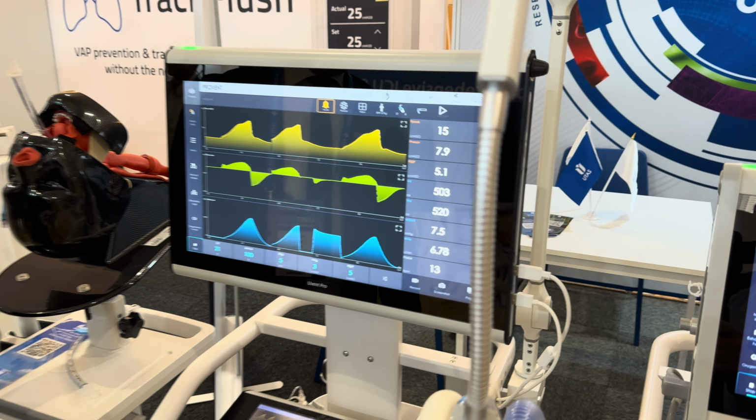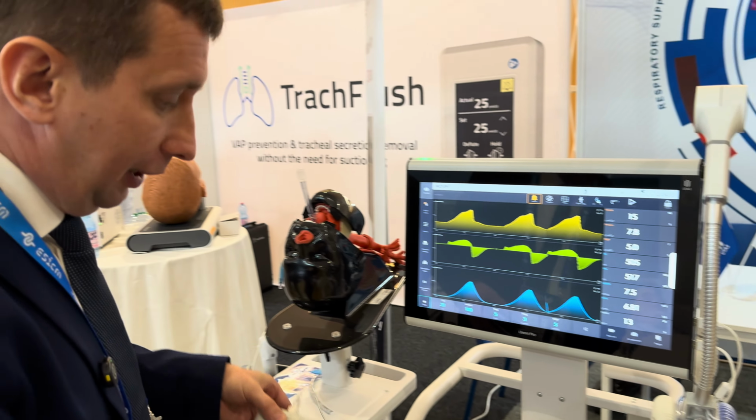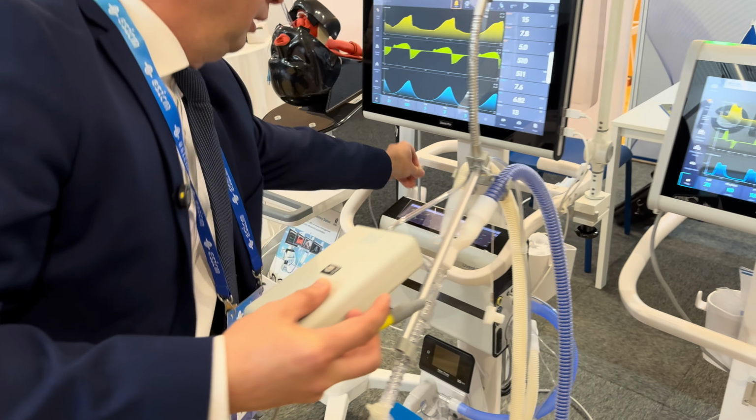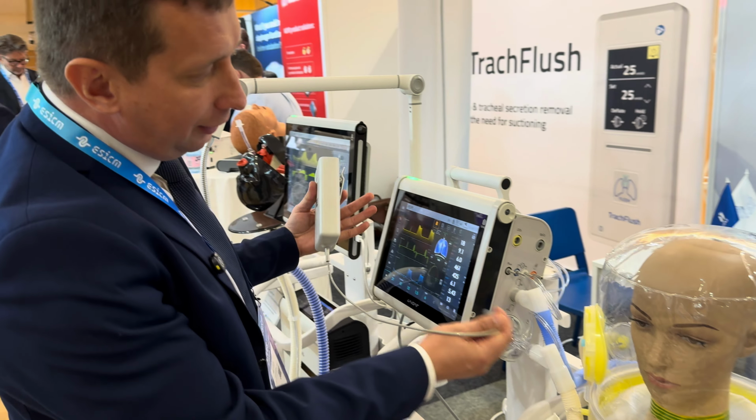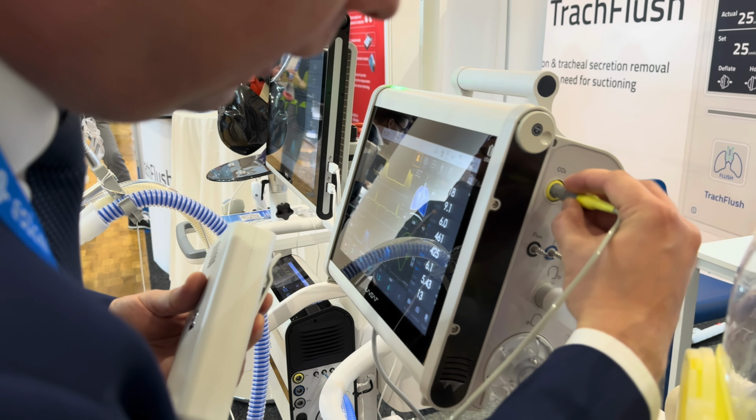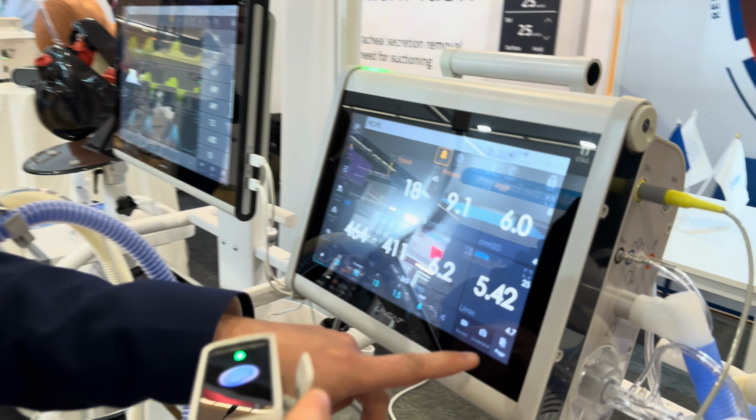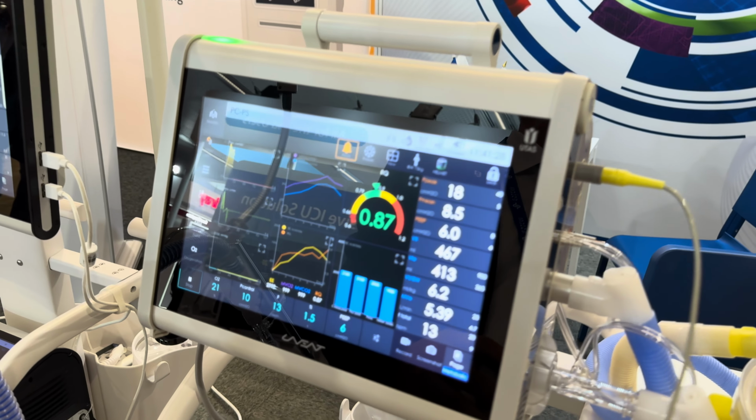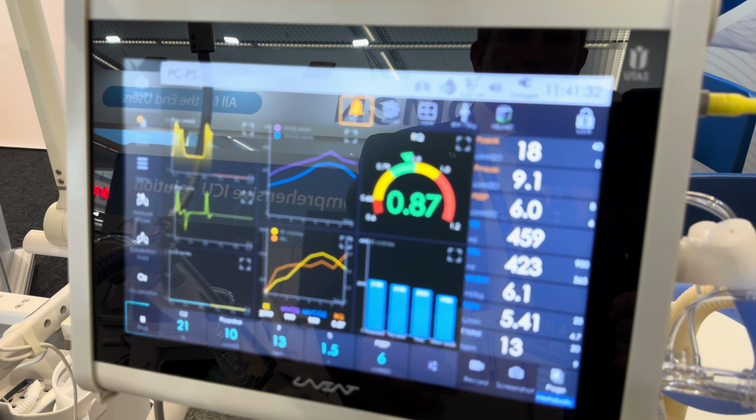Does the calorimetric module work with both? Yes, the calorimetric module is compatible with the existing devices. So those users who are using our UVENT ventilators will be able to upgrade their devices to calorimetry, having this indirect calorimetry also in existing devices.